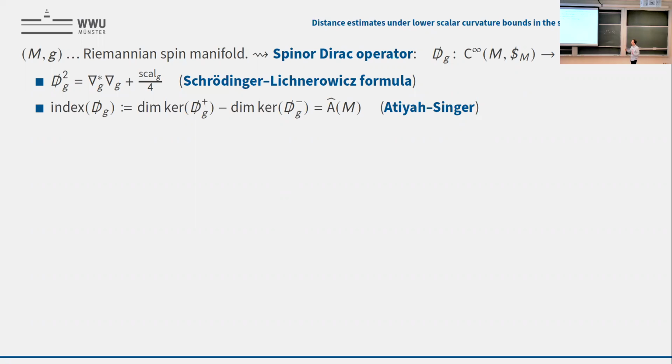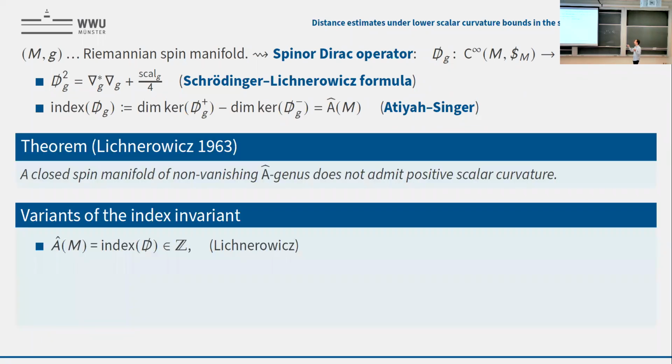Actually, if you just want to know that it's independent of the metric, you don't need the index theorem in full. But you can actually compute it. And you have examples where this is non-vanishing. And if this is non-vanishing, then you can always find an element in the kernel of the Dirac operator, and thereby exclude the existence of positive scalar curvature metrics. And this, I guess, is the first obstruction result to positive scalar curvature due to Lichnerowicz in the 1960s, stating that a closed spin manifold of non-vanishing A hat genus does not admit positive scalar curvature.